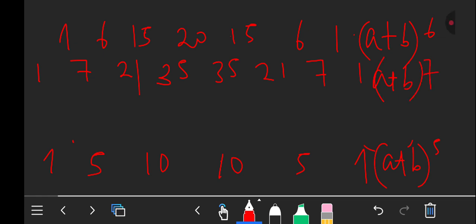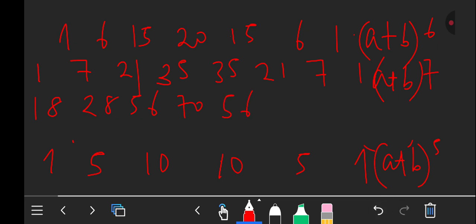Then let's go maybe up to 8. So we come to 8. So 1 plus 7, that is 8. 7 plus 21, that should be a 28. 21 plus 35, that is 56. 35 plus 35, that is a 70. 35 plus 21, that is a 56.